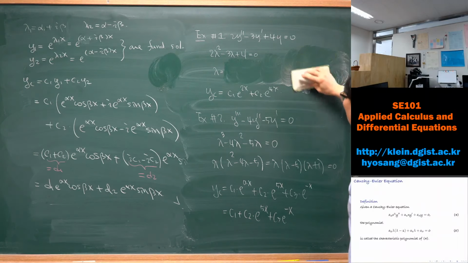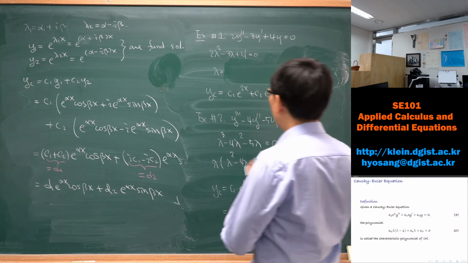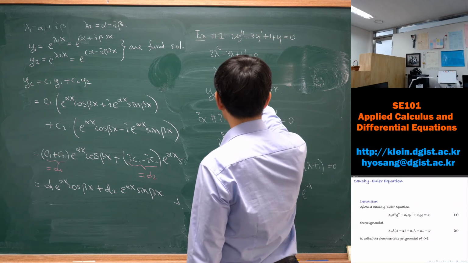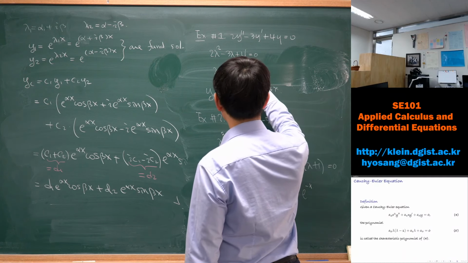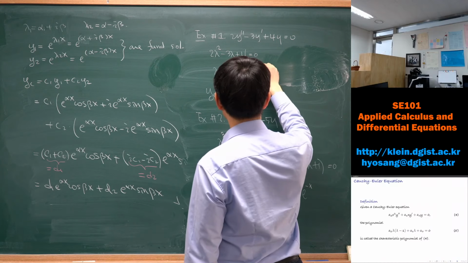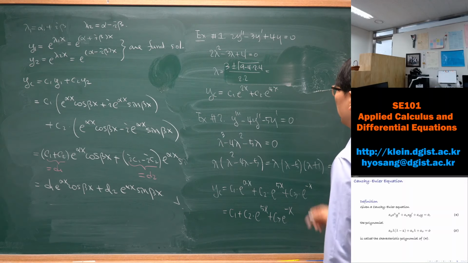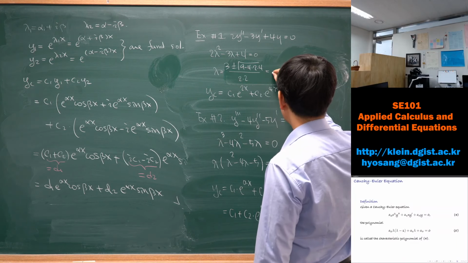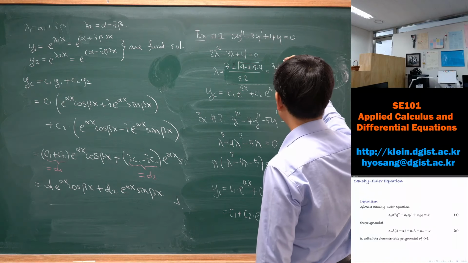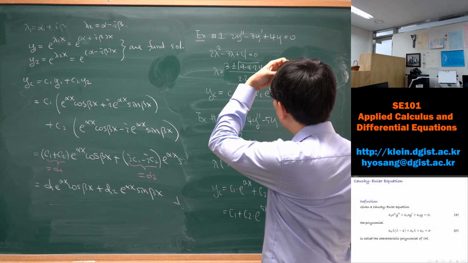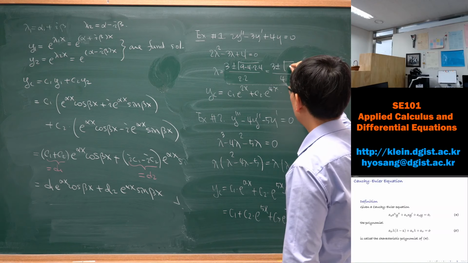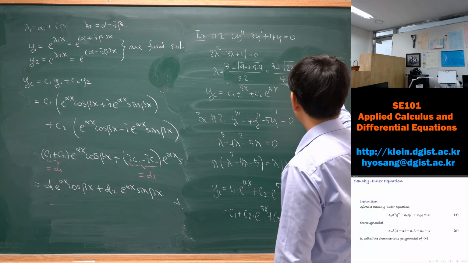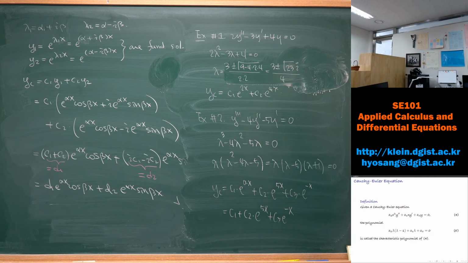So I just want to use the formula: 2 times 2 of 3 plus minus the square root of 9 minus 4 times 2 times 4. Yeah, I made a mistake, sorry. So it's 3 plus minus the square root of 9 minus what? 32. 9 minus 32 is minus 23, i. Right? This is right.